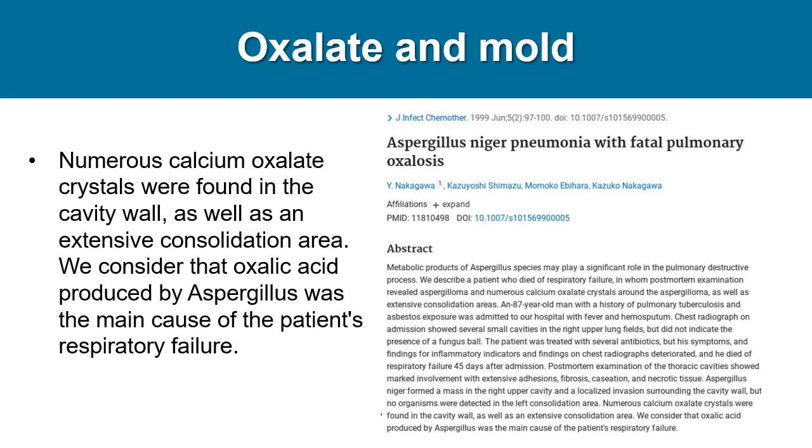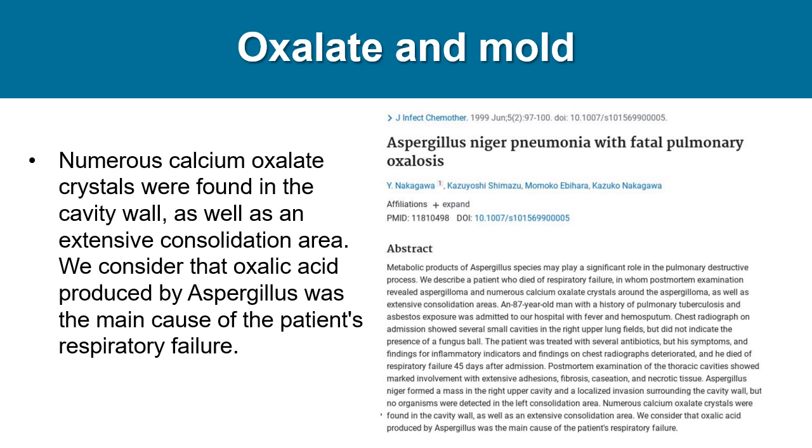And in this study, you can see here, numerous calcium oxalate crystals were found in the cavity wall. And the oxalic acid produced by the Aspergillus, in this case Aspergillus niger, was the main cause of the patient's fatal respiratory failure. And you can see this is a lot more than just kidney stones. It's not trying to minimize the effect of kidney stones, but oxalates can potentially be fatal. People are just not aware of it.